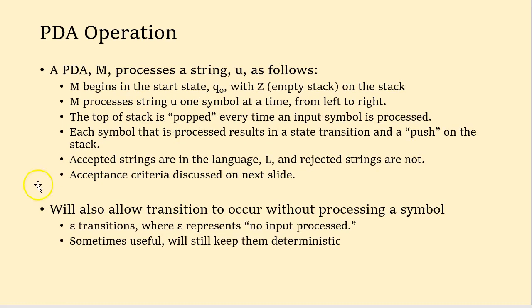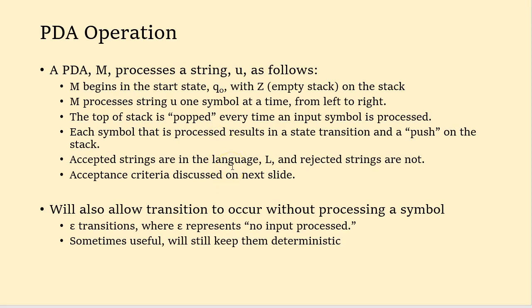The operation, well, we start in the start state and we start with an empty stack. And as usual, we process the string one symbol at a time, but in addition to pulling in that symbol from the string we're processing, we'll also pull in the top element of the stack. So it's effectively popped every time. So now we're going to look at what state we're in, what is the input symbol that I got from the string, what value did I just pop off of the stack. Each symbol that's processed results in a state transition and a push on the stack.